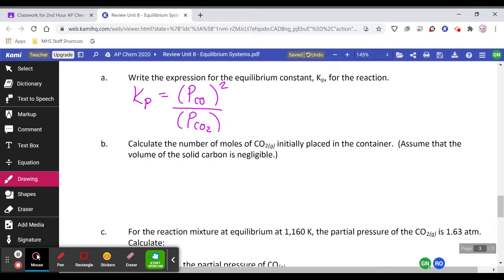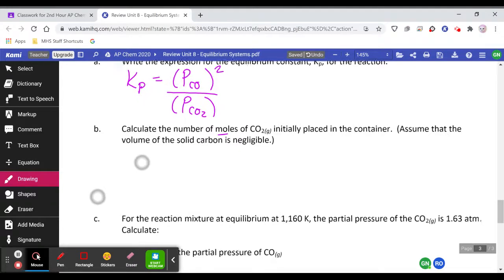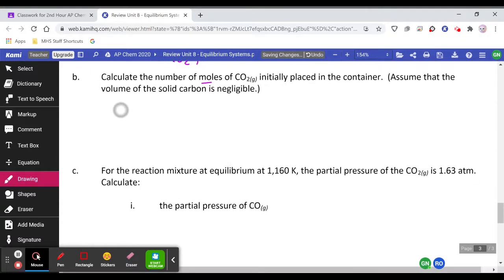Part B, calculate the number of moles of CO2 initially placed in the container. Assume that the volume of the solid is negligible. They gave us all the information we need for that. And so what equation are we going to need to get to mole CO2? How are we going to do that?